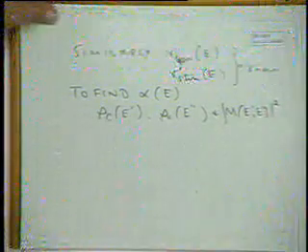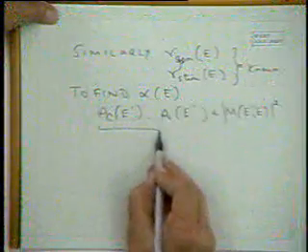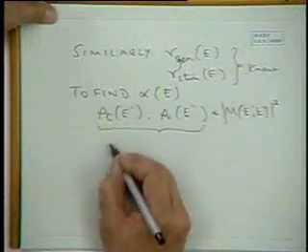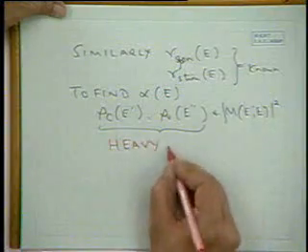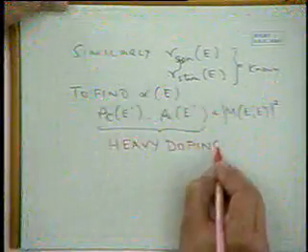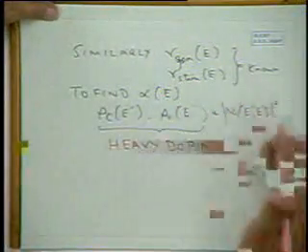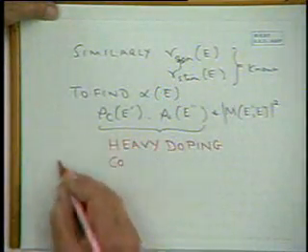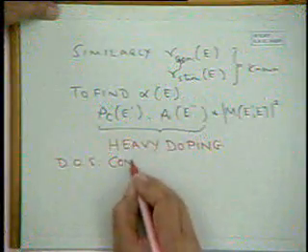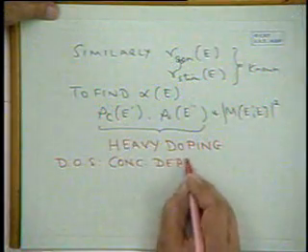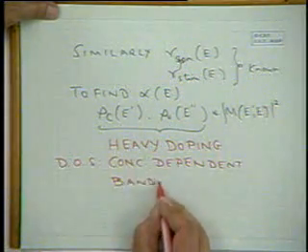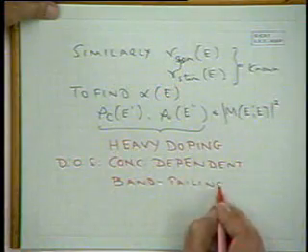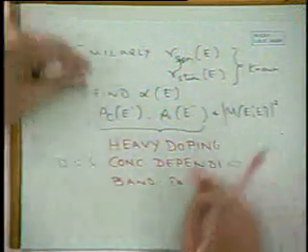And this is not all that straightforward, because now we have to consider effects like heavy doping. That's why right at the beginning I had devoted practically one lecture to looking at heavy doping effects. And so the density of states becomes concentration dependent. There's band tailing. And also we'll see what approximations have to be made for this matrix element.